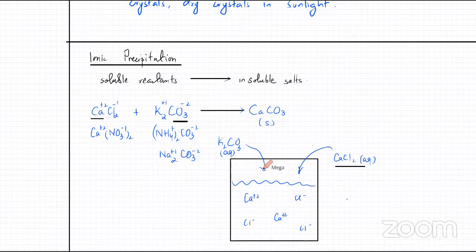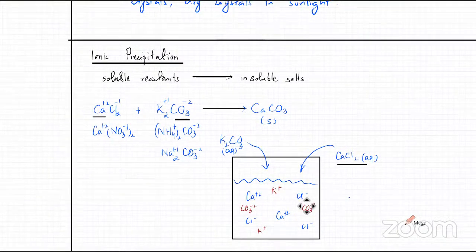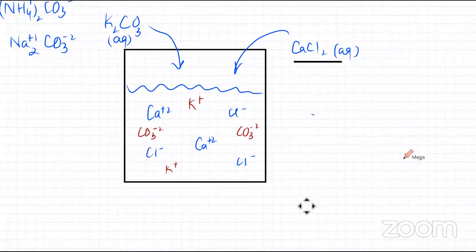So anyways, here's what's going to happen. Potassium carbonate will dissociate as well. It's going to break down and become potassium ions, carbonate ions, potassium ions, carbonate ions, all floating around, right? Is that clear? Okay, so the idea is both salts have completely mixed in water. Okay, is this clear? Yes.